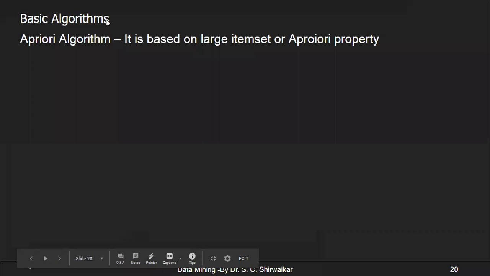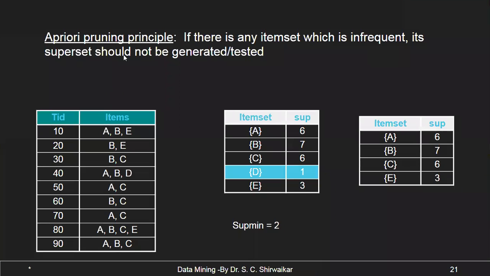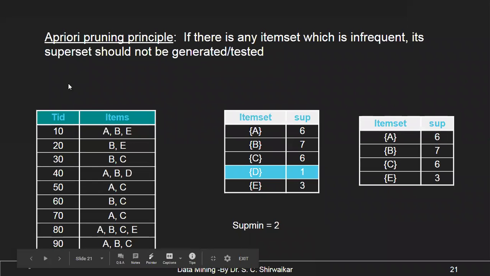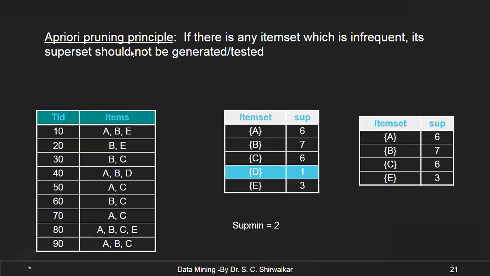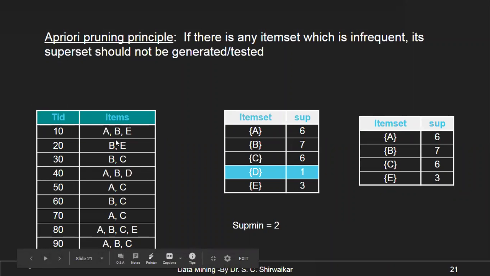So what exactly is the Apriori algorithm? The Apriori algorithm is used to find the frequent item sets from the given transaction databases. There are two major concepts in the Apriori algorithm that we need to focus on: pruning and joining. If there is any item set which is infrequent, its superset should not be generated. So how are we going to check it? We're going to concentrate on this example. Okay, so this is one example given.